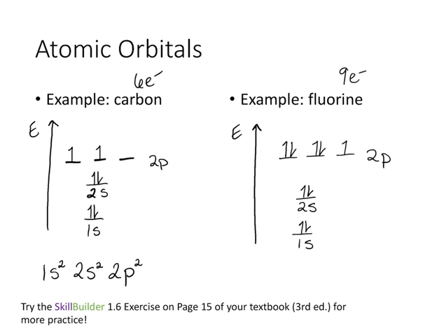Okay, so this is our fluorine atomic energy diagram. And let's write the electron configuration. So we've got 1s2, 2s2, 2p5.